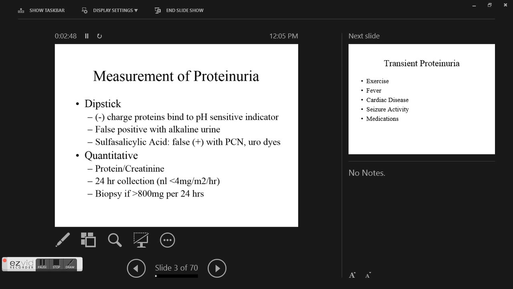24-hour collection, you'll still see people do it. Normal, just so you know, is less than 4 milligrams per meter squared per hour. And I put that there just for your reference, not for the boards. Textbooks will still quote to biopsy if the protein excretion is equivalent to greater than 800 milligrams per 24 hours. In clinical practice and in more recent literature, we actually won't biopsy till they're above 1 as a ratio, 1 gram per gram, or greater than 1 gram on 24-hour urine collection.